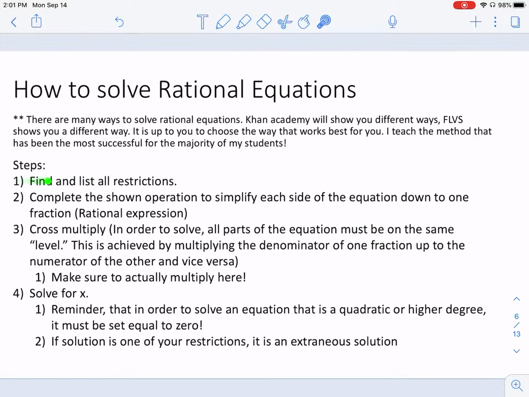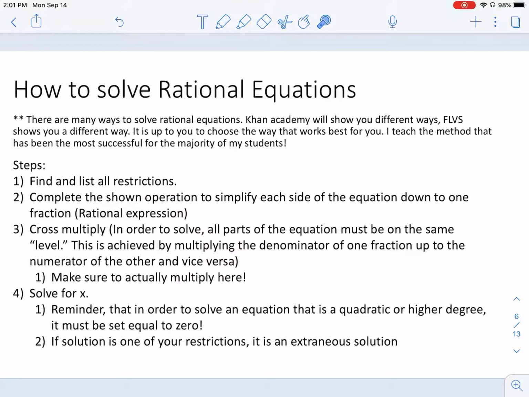So no matter which method you're doing, the very first thing you need to do is to find your restrictions. You're going to check those at the very end. This middle part is really how I do my method. This is where the difference is going to be. So what I do is I make sure that we always complete the shown operation and simplify each side of the equation down to one fraction. So oftentimes that operation is going to be addition or subtraction. So that is what we're simplifying there.